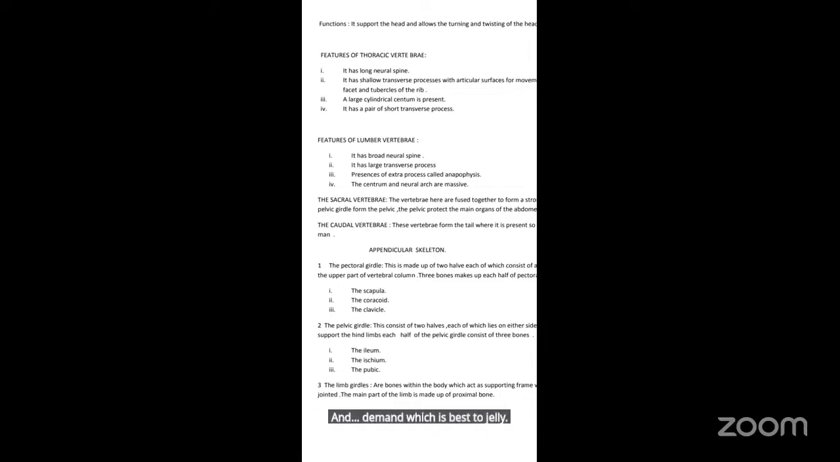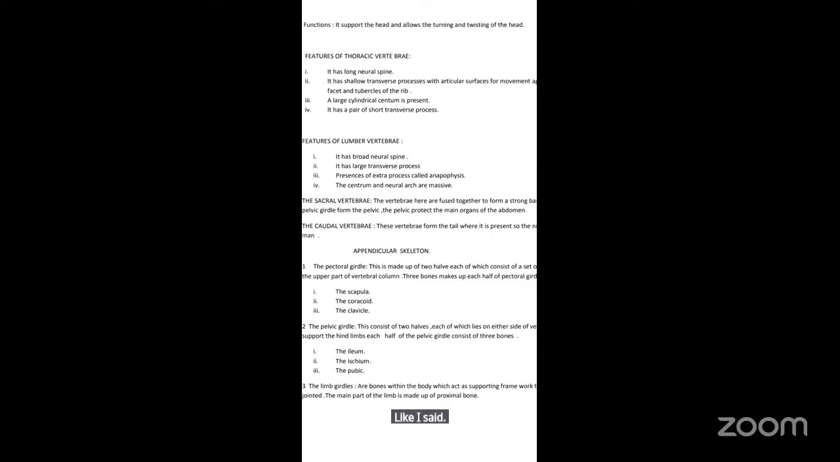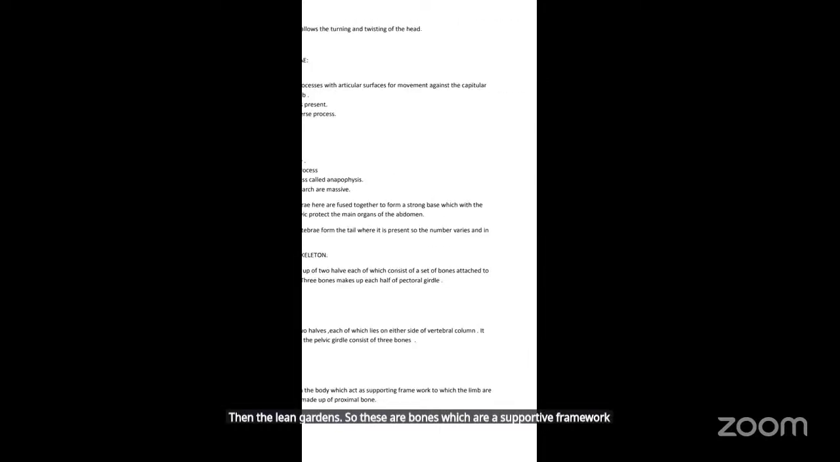Then the appendicular skeleton: the pectoral girdle, like I said, is made up of the scapula, and the clavicle is also part of it. Then the pelvic girdle, and the pubis. Then the limb girdles, these are bones within the body which act as a supportive framework to which the limbs are attached. The main part of the limb is made up of proximal bone.